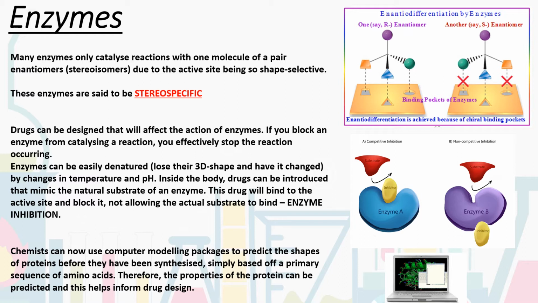So chemists can now use computer modelling packages to be able to predict the shape of proteins before they've even been synthesized, simply based off this primary structure of amino acids and knowing how these are likely to fold into alpha helices, beta sheets, and the kind of intermolecular interactions we see that will hold them together. We can start to predict what the actual overall 3D shape of a protein will be, and therefore the properties of the protein can be predicted, and this can help inform drug design.